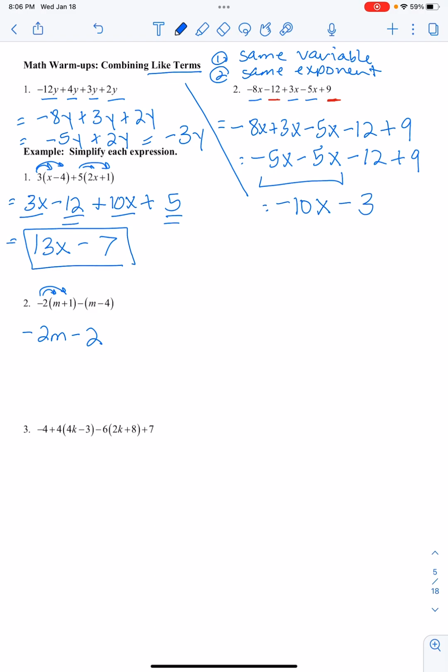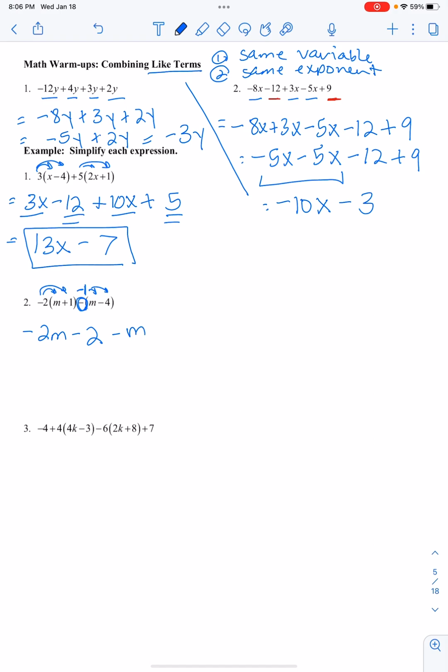Now, m minus 4 has a negative sign in it. So what's really secretly sitting here is negative 1 that has to be distributed. So negative 1 times m is negative m, and a negative times a negative is a positive 4. So negative 2m and negative m are added because they carry the same sign, so you get negative 3m. And negative 2 plus 4 you subtract because they're carrying different signs, and you get positive 2.